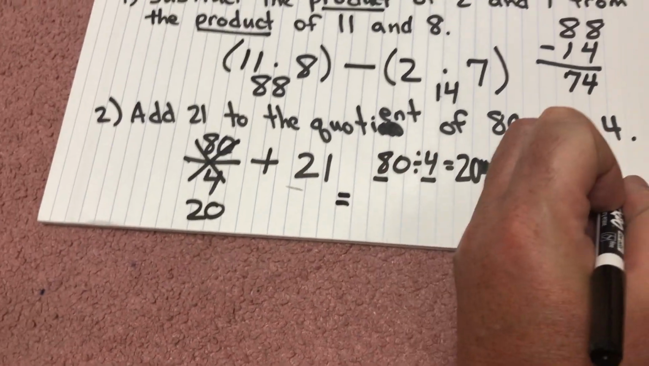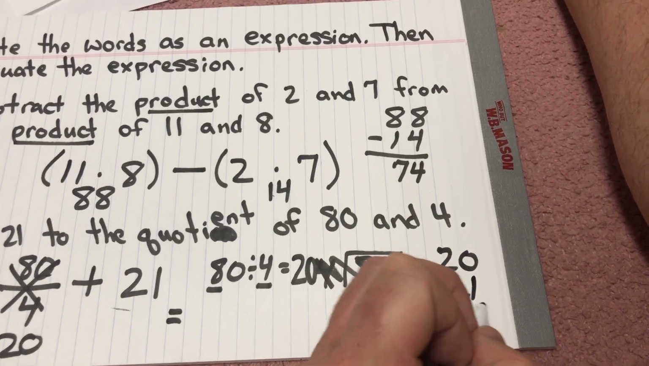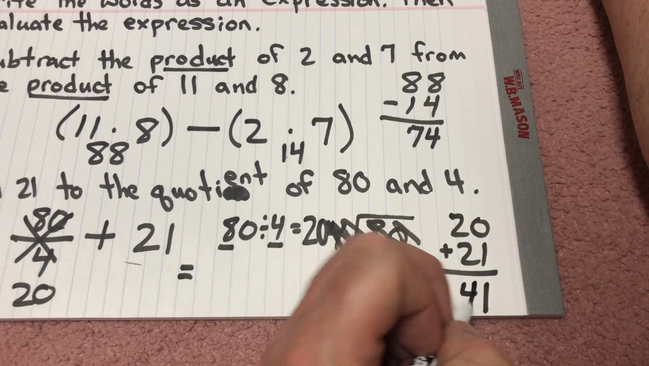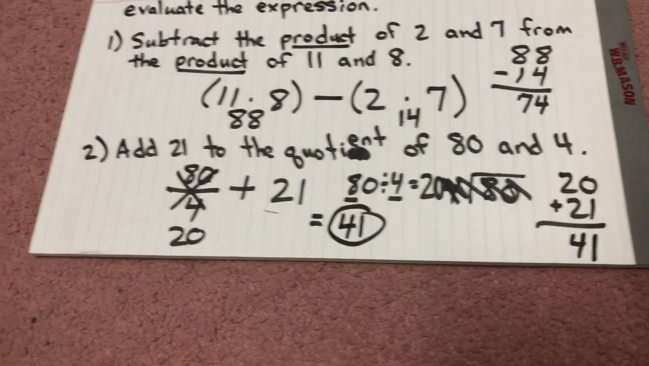Well, 20 plus 21, if I come over here, 0 plus 1 is 1, 2 plus 2 is 4. I find that that equals 41.